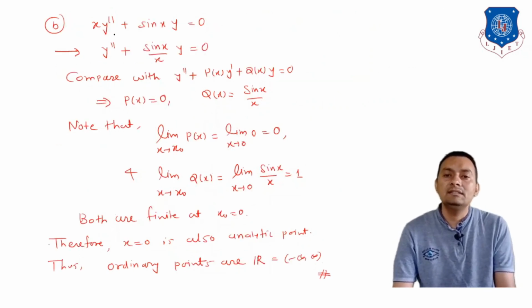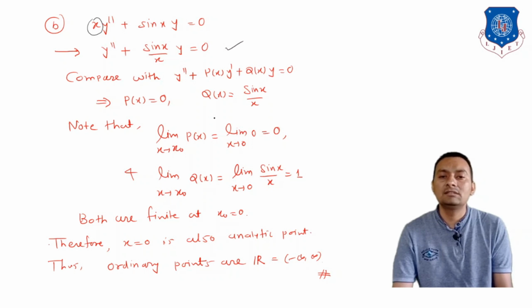Let us see another question: x times y double dash plus sin x times y is equal to 0. Here we have to compare with the standard form, so I have to divide by the coefficient of y double dash, and that is x, so we are going to divide by x. We will get y double dash plus sin x divided by x into y is equal to 0, and this is our equation number 1. Now I am going to compare with the standard form, so I will get p of x is equal to 0 and q of x is equal to sin x by x.